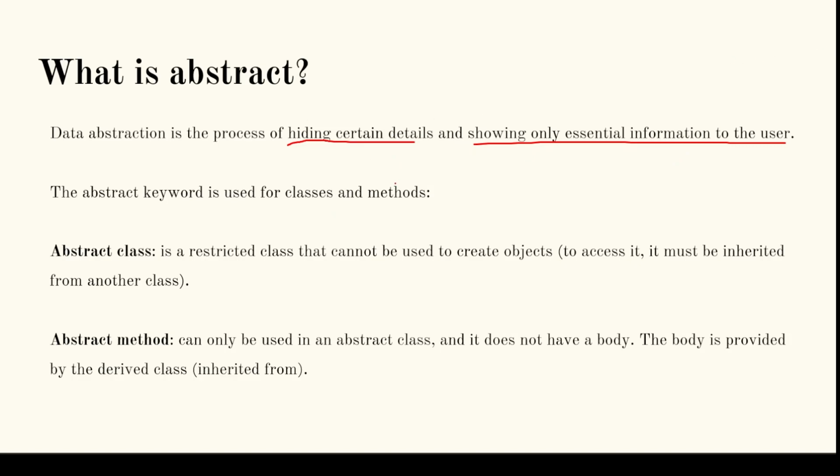In C Sharp, we can use the abstract keyword to create classes and methods. Let's first see the abstract class. It is a restricted class that cannot be used to create objects. To access it, it must be inherited from another class. And an abstract method can only be used in an abstract class, and it does not have a body. The body is provided by the derived class. Let's go to Visual Studio and understand the concept of abstract class and abstract methods.